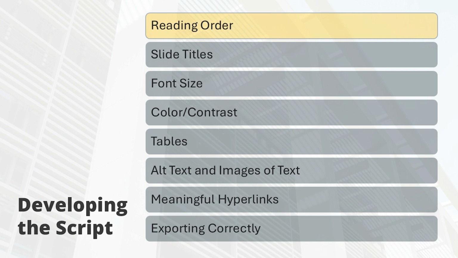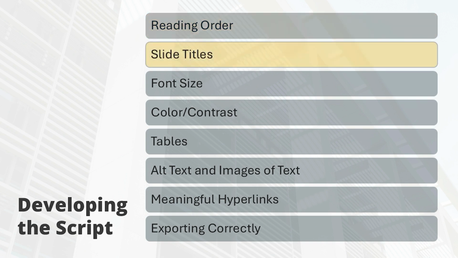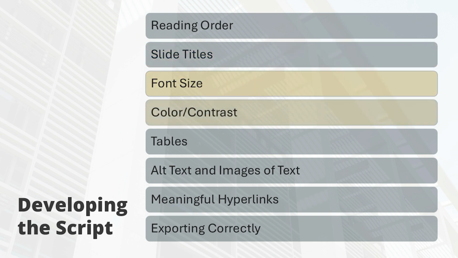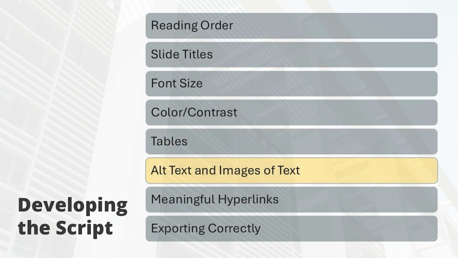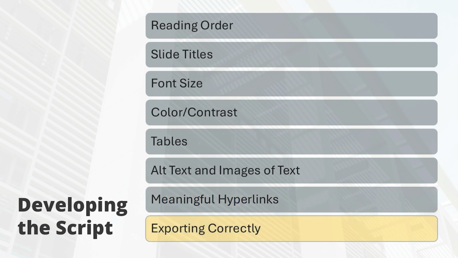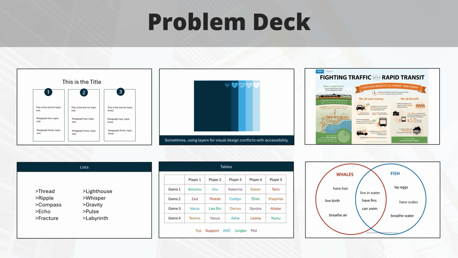And then we get down to what you would normally expect to see in this type of tutorial, which is reading order, slide titles, font size, color and contrast issues, tables and all the fun stuff that tables bring, alt text and images of text, meaningful hyperlinks, and finally, knowing how to export to PDF. That is a summary of this training that I've developed for PowerPoint accessibility.